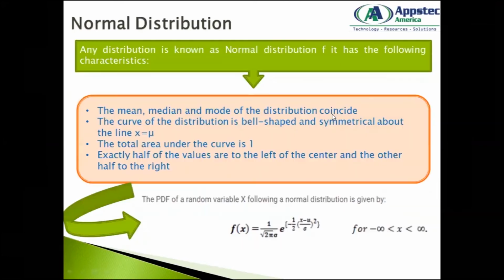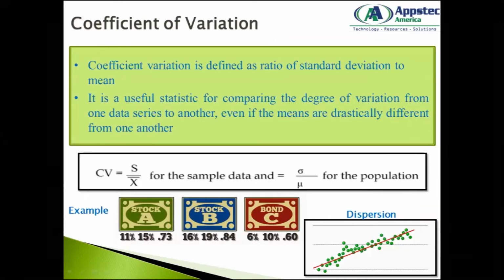Now, what is coefficient of variation? What do you mean by coefficient of variation? Coefficient of variation is defined as the ratio of standard deviation to its mean.